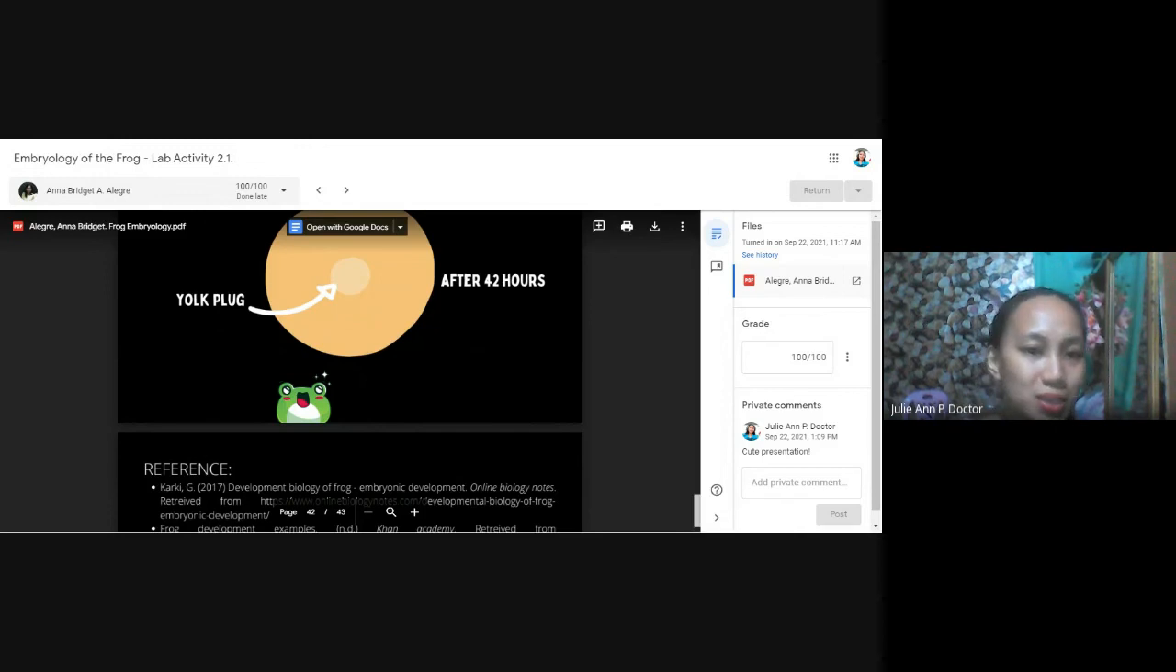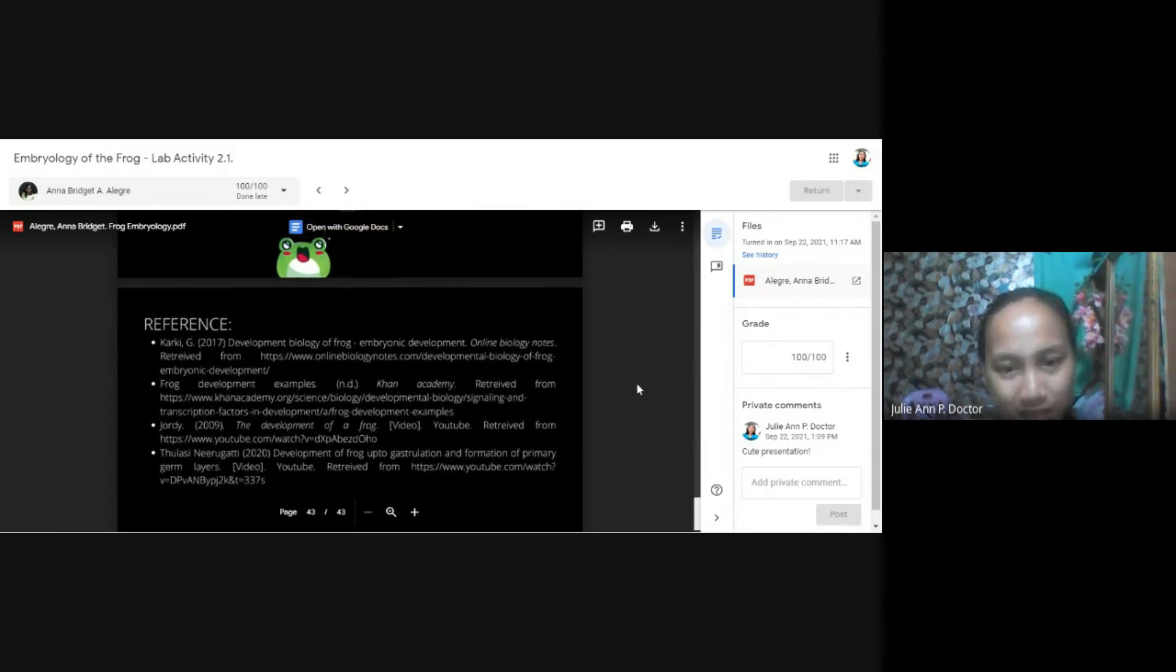So as you can see, we have the yolk plug for common eggs, which are covered in shells. You see that the yolk is at the middle portion of the fertilized egg. So this is after 42 hours already. And these are the references.